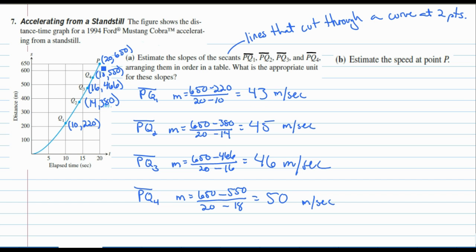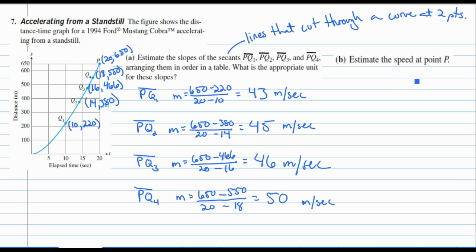The steepest slope is going to be P to Q4. That is the most vertical part of this curve so far, and that is the steepest slope. Now, not by much. The difference is only 43 average meters per second to 50 meters per second. So it's not too much steeper, but it is still steep.